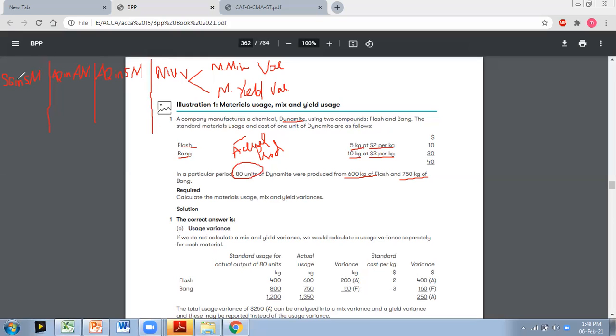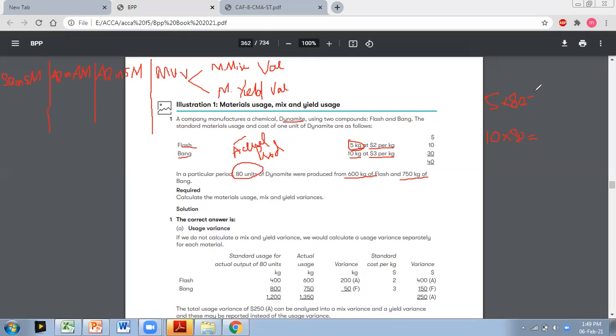Now, what is the standard quantity in standard mix? Standard mix is 5 of flash and 10 of bang. And how many units are produced? 80. So you have to multiply it by 80. You can keep it simple also, you don't have to multiply by 80, or you can make this simple with the 600 and 750, but it is always better to multiply it by the actual production. So always multiply the standard quantity with actual production first.